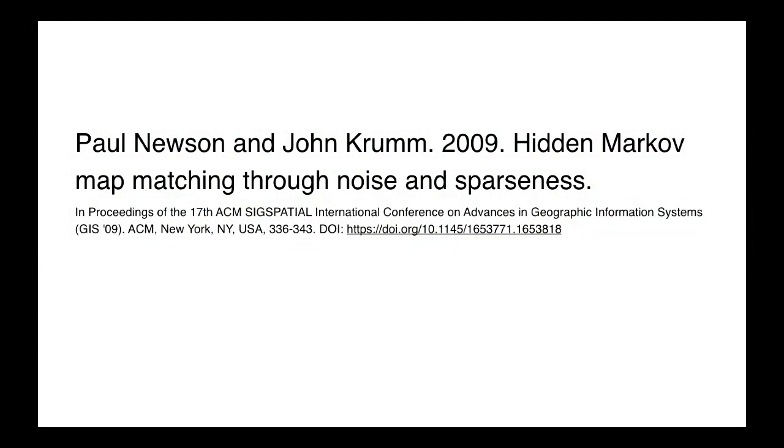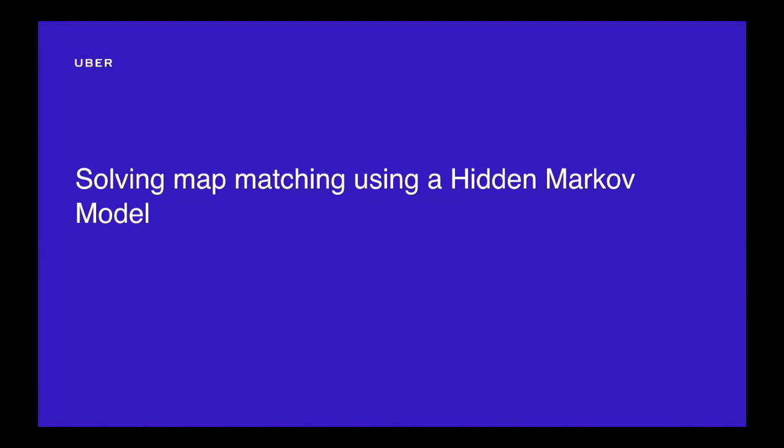And this is precisely what our map matching system here at Uber does. Our map matching system is based on this paper by Newson and Krumm, and it uses a hidden Markov model to solve the problem of map matching. Over the next few slides, we're going to walk through a simple map matching problem, and we will attempt to build a system that can solve it using hidden Markov models.